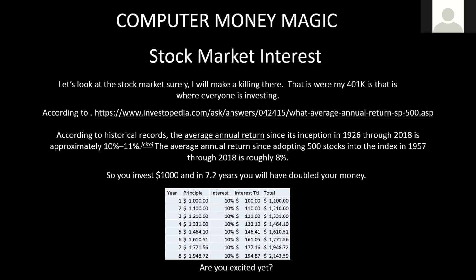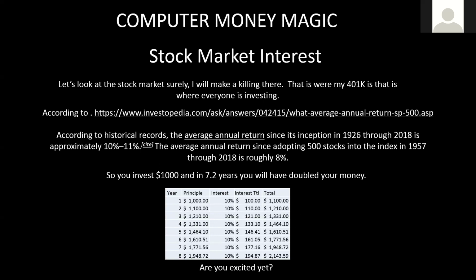So let's talk about the stock market. So you look at the stock market and you say, surely I'll make a killing there. That's where my 401k is. That's where everyone is investing and everyone is making a huge return. Well, again, according to Investopedia, the average rate of return on the S&P 500 was approximately 10 to 11%. Now, that is from the period of 1926 through 2018. The average rate of return since adopting the 500 stocks into the index in 1957 through 2018 was only 8%.